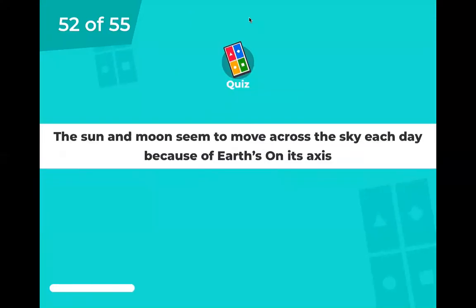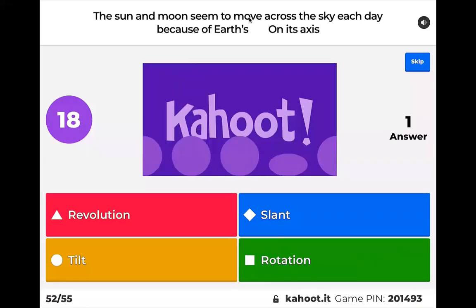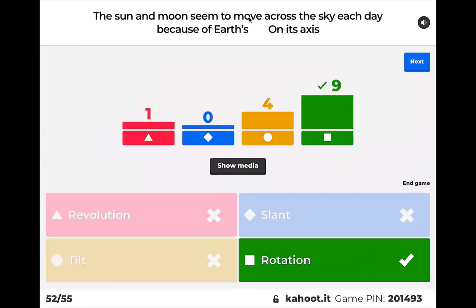The sun and moon seem to move across the sky each day because of the Earth's blank on its axis. So listen, the sun and moon seem to move across the sky each day because of the Earth's blank on its axis. Rotation, yes.